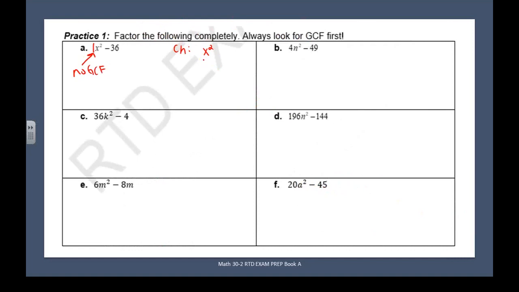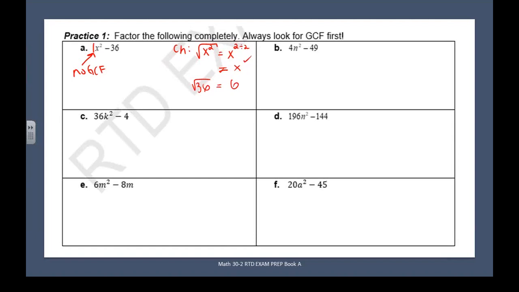So x squared is a perfect square because when I take the square root, it's going to be x to the exponent divided by 2, which is just x. So that's a perfect square. And then I'm also going to check 36. When I take the square root of 36, it's 6, which means it is also a perfect square.